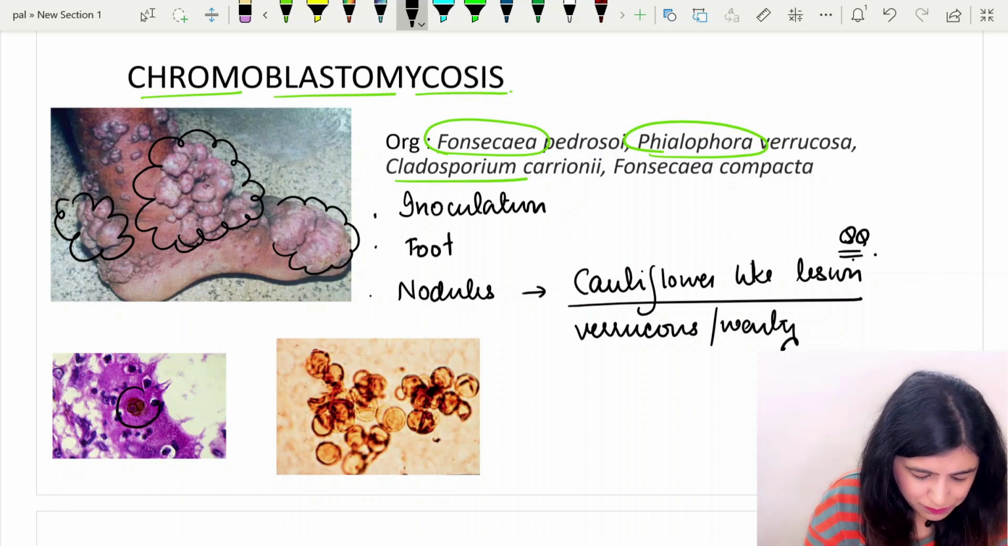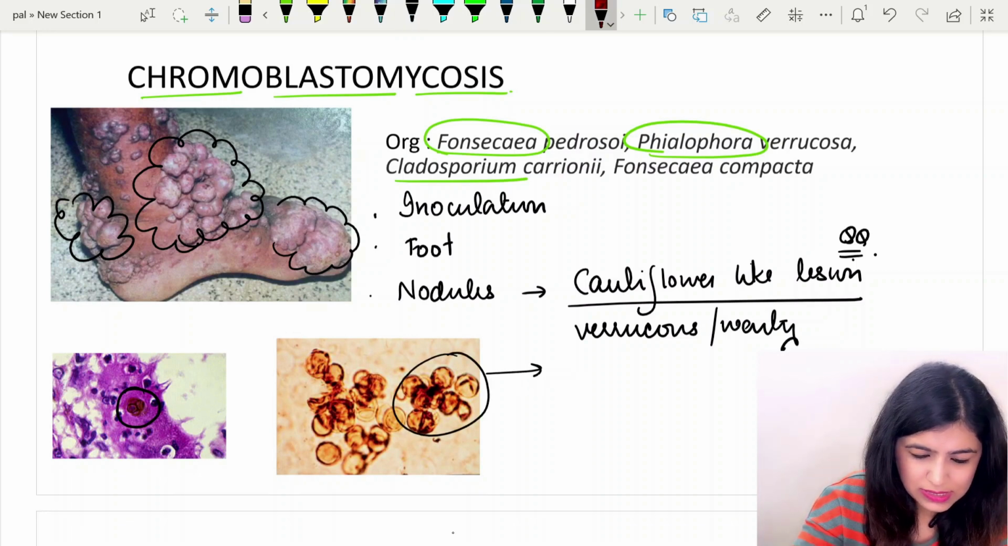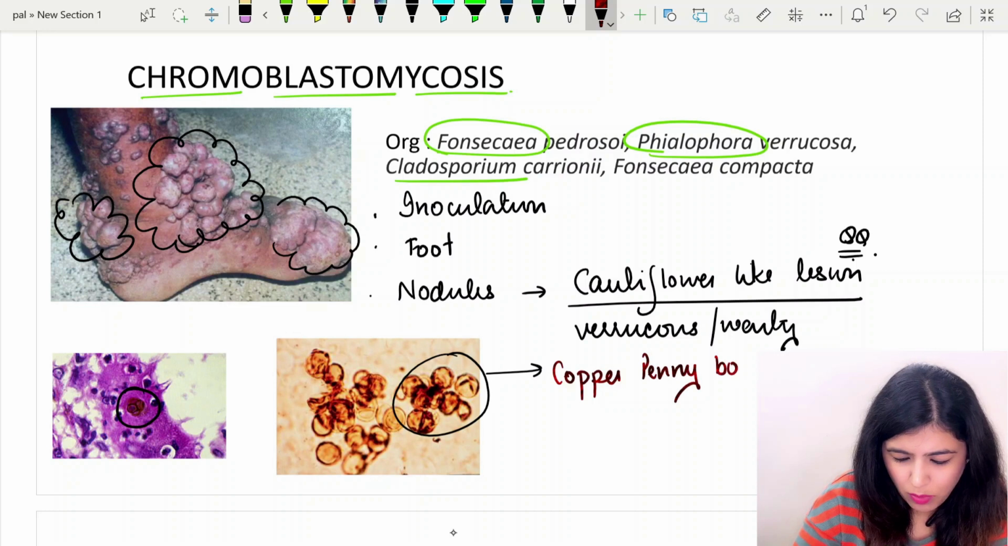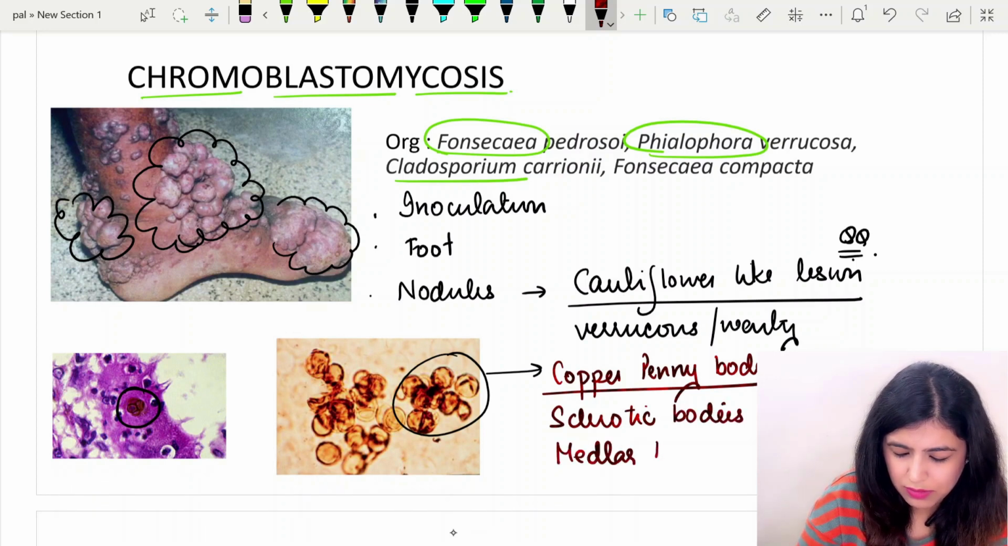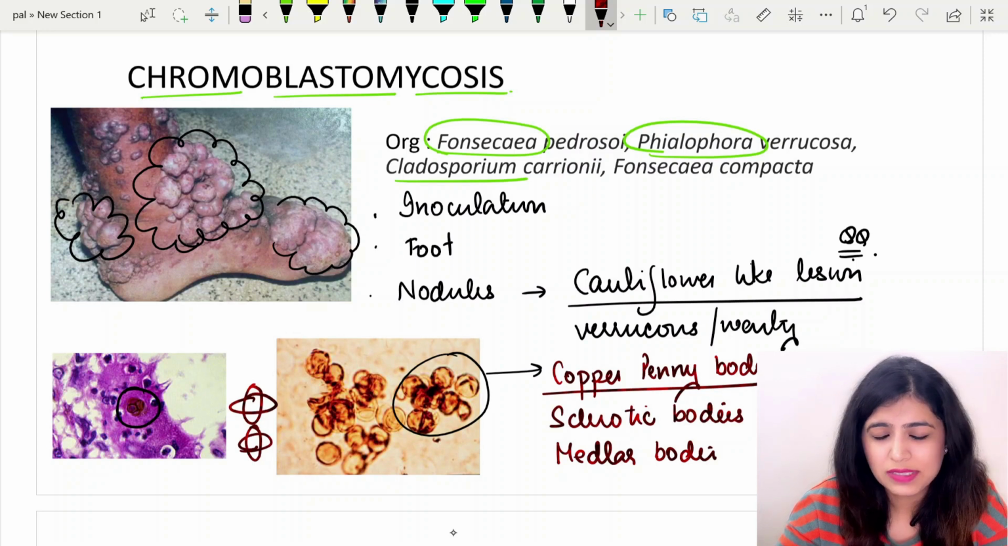When you do a histopath or you do special stains, you see these yeast. What is this called as? These are called as copper penny bodies, also called as sclerotic bodies, also called as medlar bodies. These are actually the yeast which are dividing equatorially and have not yet separated.